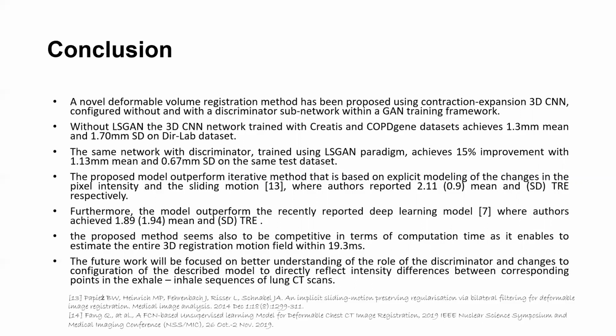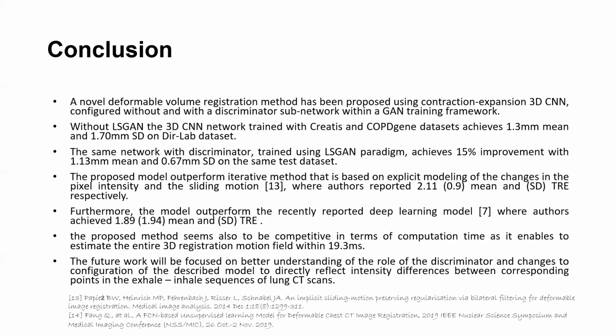the test set. The proposed method outperformed the alternative method reported in reference 13, where they reported 2.11 and 0.9 for mean and standard deviation target registration error respectively. Furthermore, the model outperformed the recently reported deep learning model in reference 7, where the authors achieved 1.89 and 1.94 mean and standard deviation target registration error.